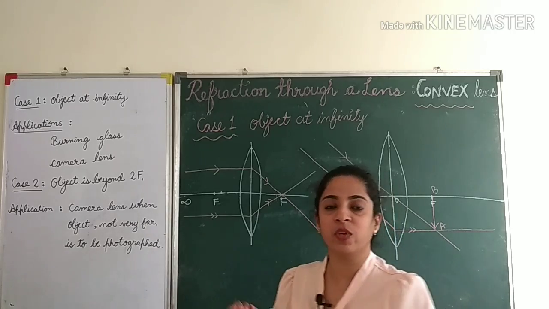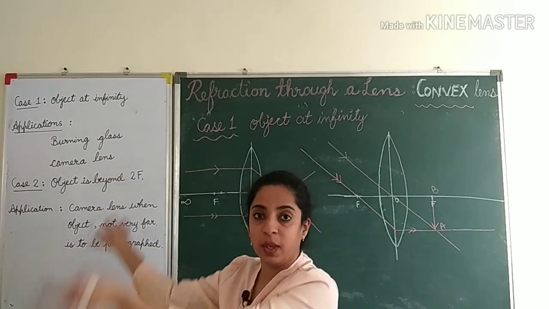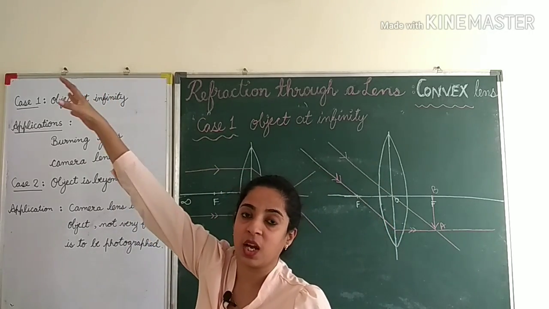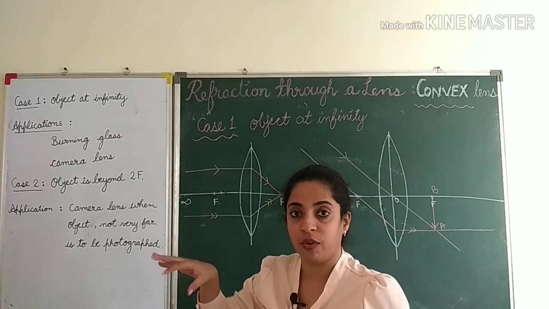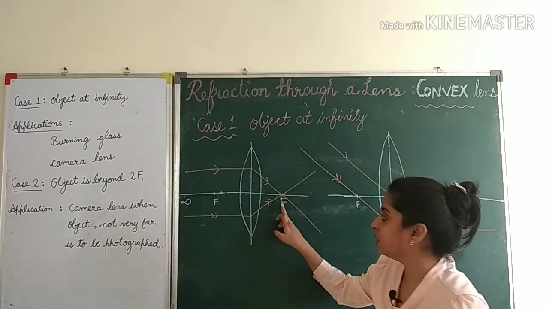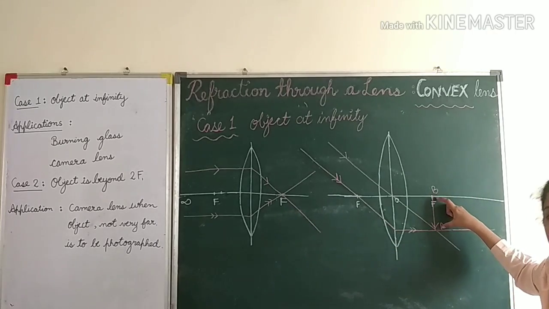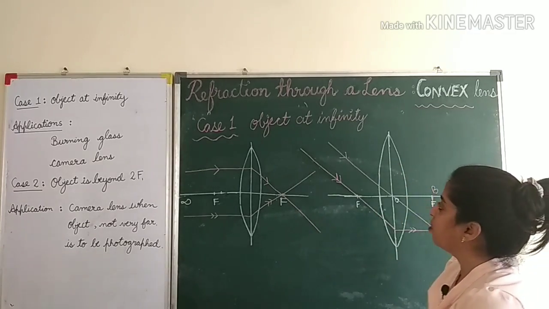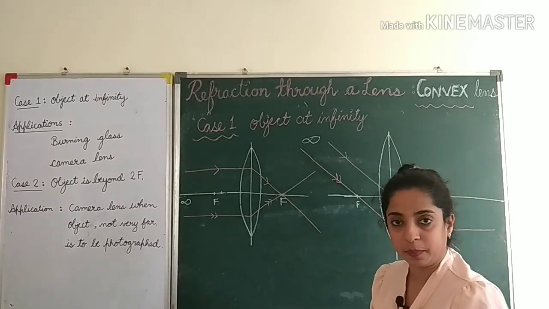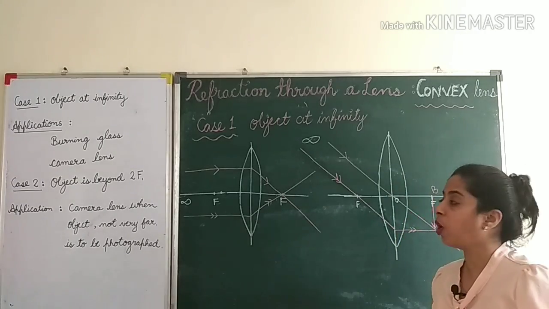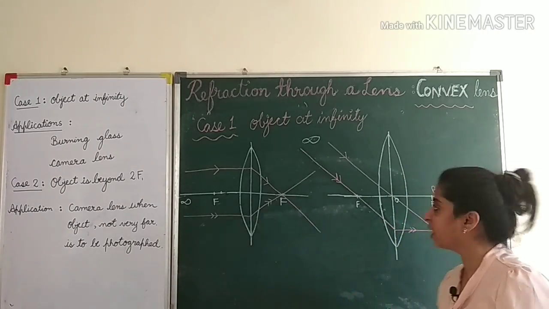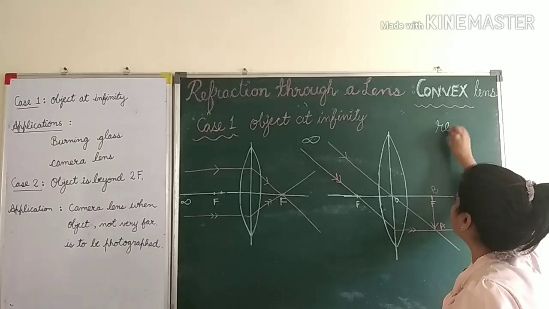Because any object which is at infinity is very, very big, because the rays are coming from it from very far off. So in comparison to that, this is a point object, this is the point image, and this is a smaller image as compared to the object which is kept at infinity, right? So what is the nature of image formed in this case?